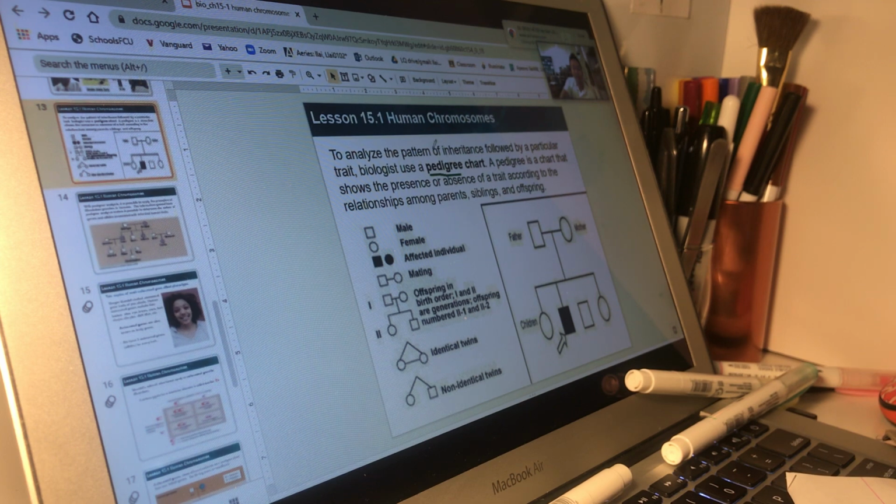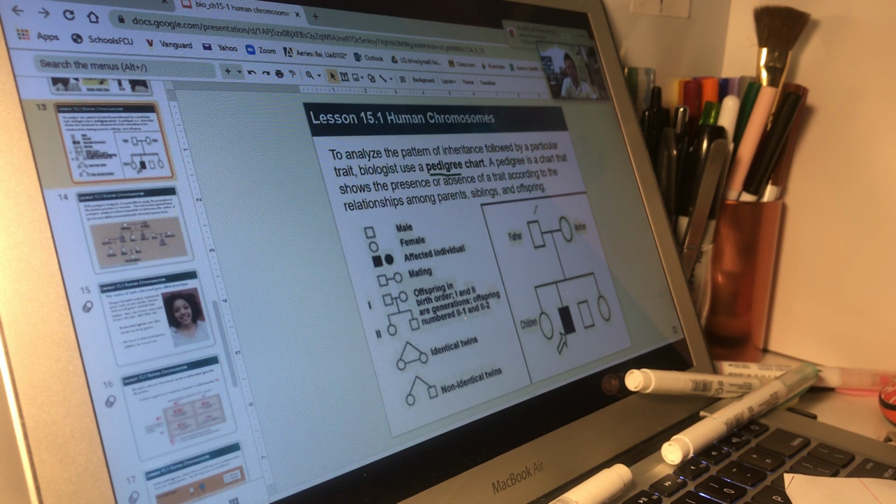Now, biologists created a chart called a pedigree. A pedigree shows you the absence and presence of a trait. And with a pedigree, you can only study one trait at a time. You can't study 20,000 traits. You can only study one, because 20,000 traits is too many. The pedigree would be out of control. It'd be crazy. It'd be too messy. So what does it look like? It looks something like this.